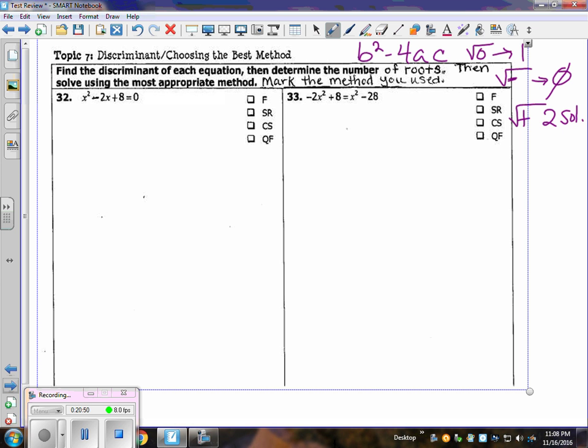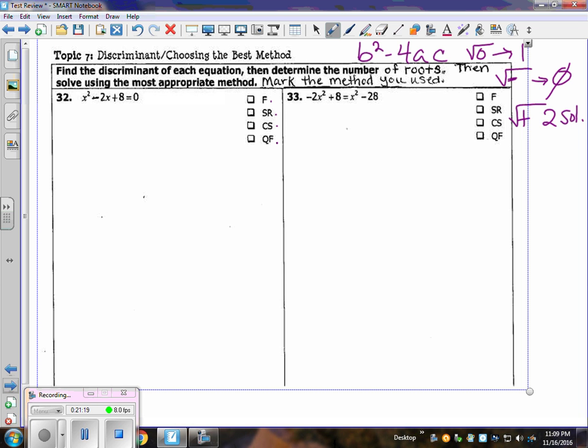Now, math 1, or first period, you did not do the discriminant, so you don't have to do this part. And math 3, period 3, excuse me, you don't have to look for discriminants. All you need to do is go ahead and solve these in any method you want, and then state which one. F for factored, SR for square root, CS for completing the square, and QF for the quadratic formula.